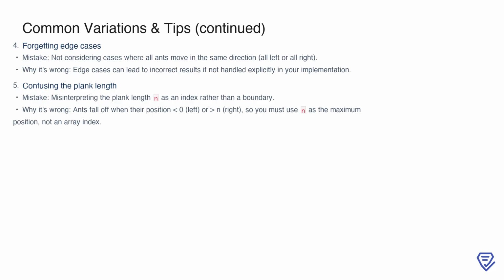Another common oversight is confusing the plank length, n, with an array index. Remember, the plank length represents the boundary, not a zero-based index. Ants fall off the plank when their position becomes less than 0 for left-moving ants or greater than n for right-moving ants. Misinterpreting this can cause logical errors in your solution, so it's essential to use the plank length properly as the maximum positional boundary.